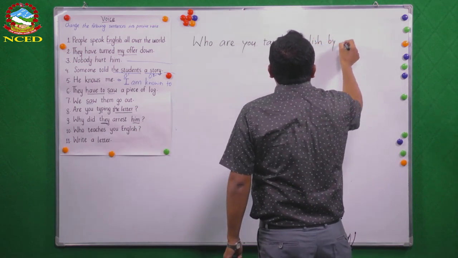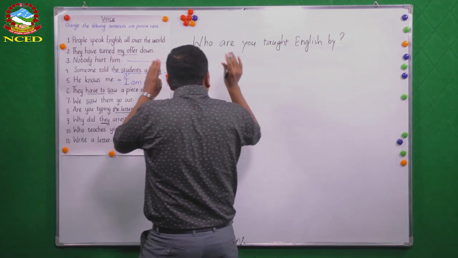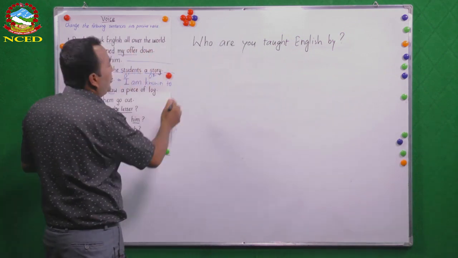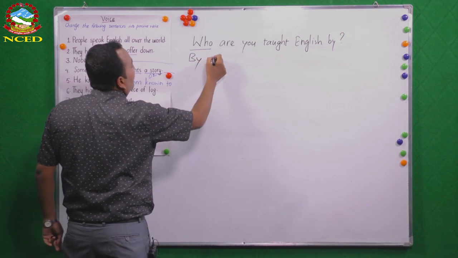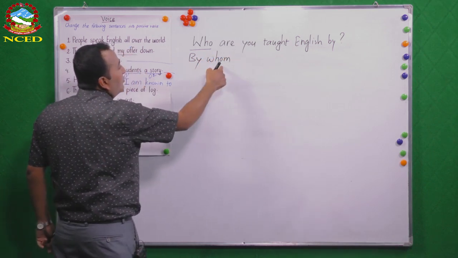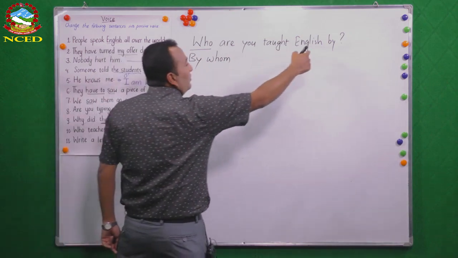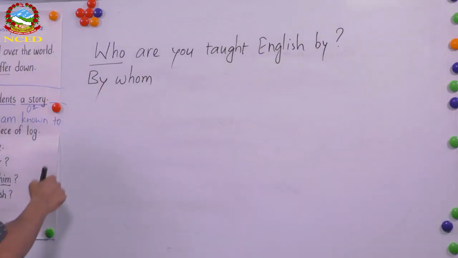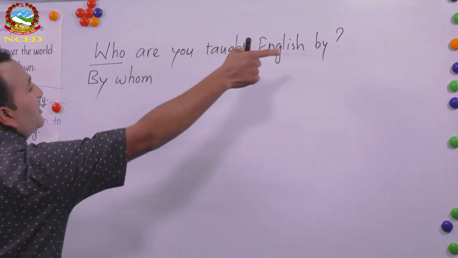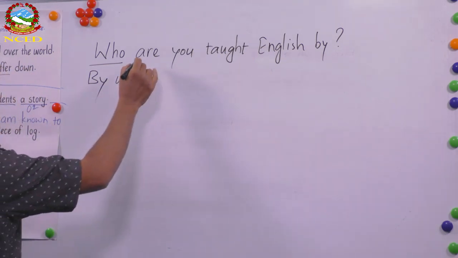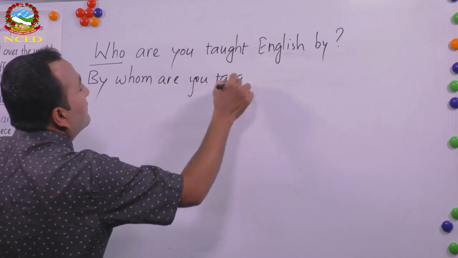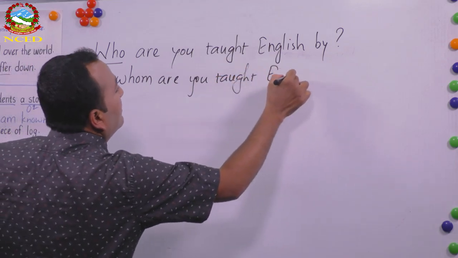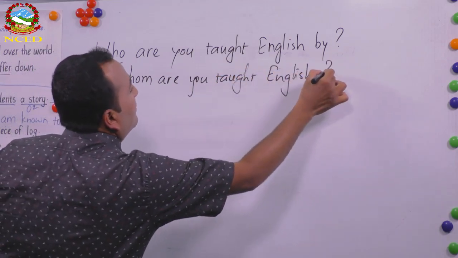And lastly you can use "by." Better than this, if there is a "who" question, you can use "by whom." If you begin from "by whom," you don't need to write "by" at the end. So, by whom are you taught English? That's all. By whom are you taught English? Question mark.